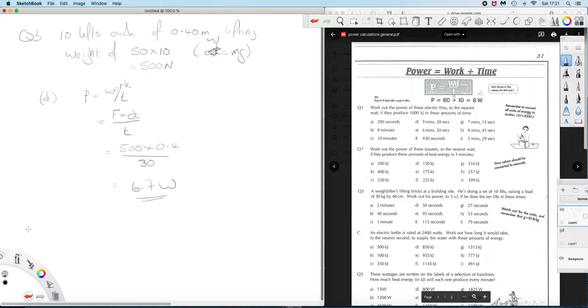Question 4. We have an electric kettle, 2,400 watts. So our power is 2,400 watts. And doing D again, how long will it take to the nearest second to supply water with 850 kilojoules? So our energy, 850,000 joules. You can see from these questions that the joule is a very small unit of energy.